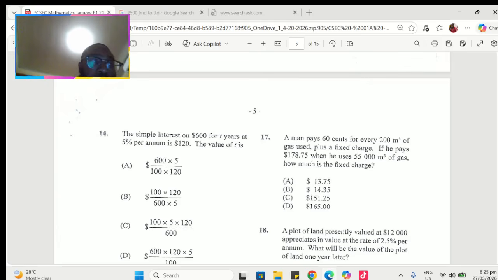Number 14. The simple interest on $600 for T years at 5% per annum is 120. The value of T is, somebody hit me the formula. Somebody hit me the formula in the chat there. Somebody hit me the simple interest formula. Are we waiting? Yeah, the other answer was 110.